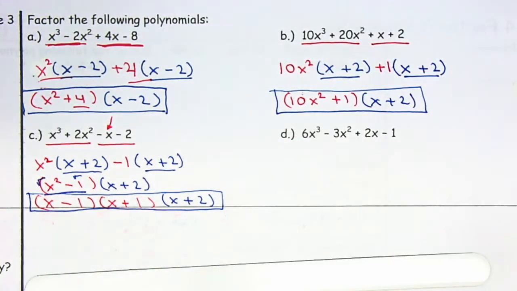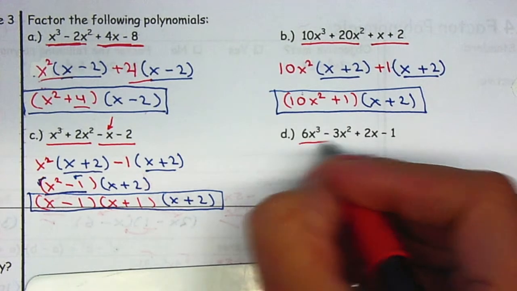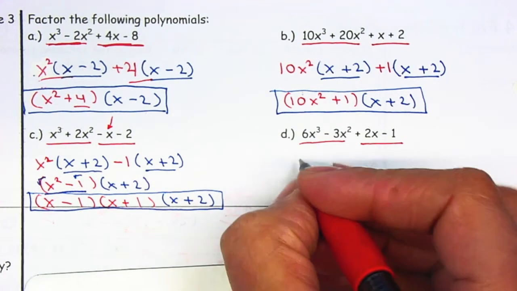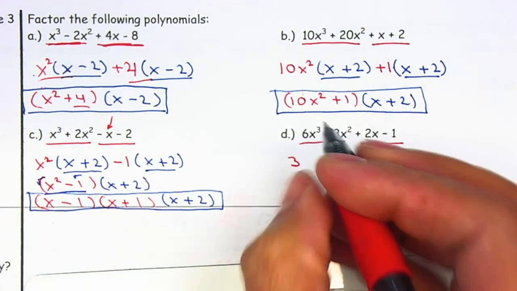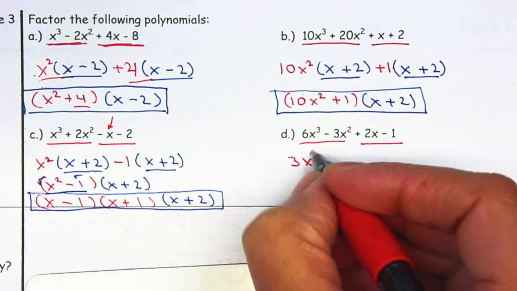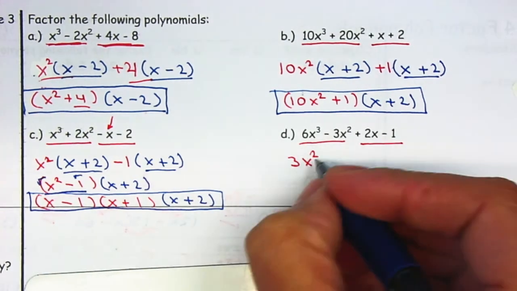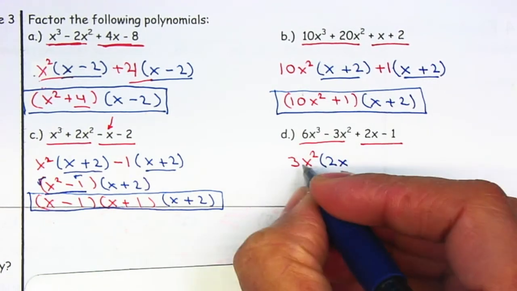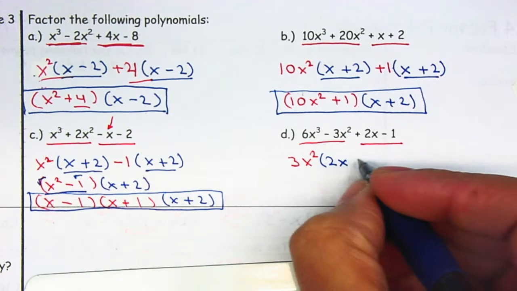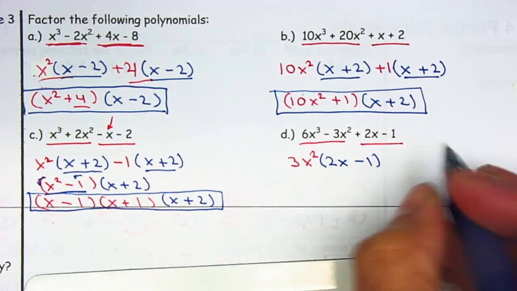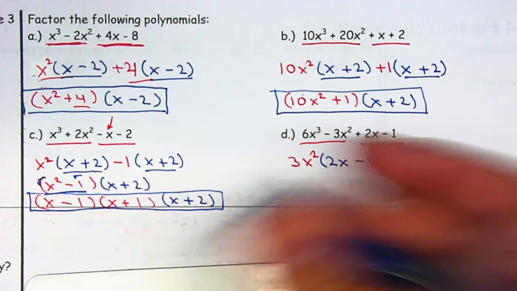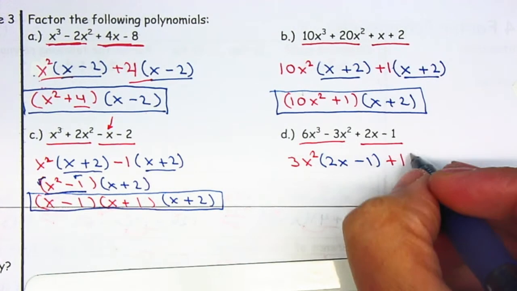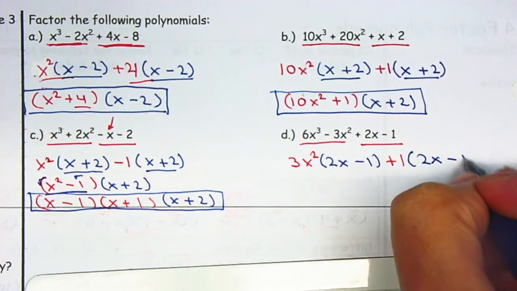Let's continue with the next one, letter D. Group them together. There are 4 terms. So what can I factor out of the 6 and the 3? A 3. They both have x's, so I can take out 2 x's, so 3x squared. What do I need to multiply 3x squared to get 6x cubed? 2x. 3x squared times what is negative 3x squared? Minus 1. On the second one, I'm going to factor out a number. Nothing to factor out, so I'm just going to do plus 1. Inside will be 2x minus 1.